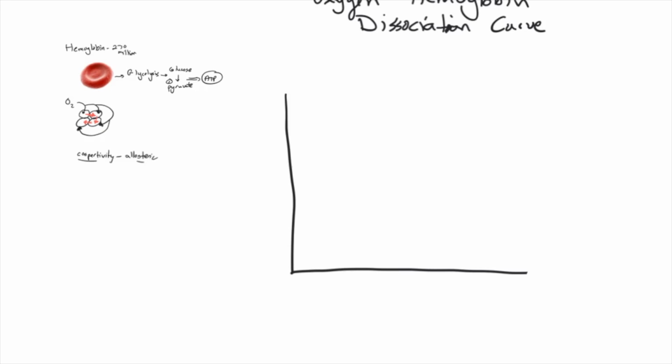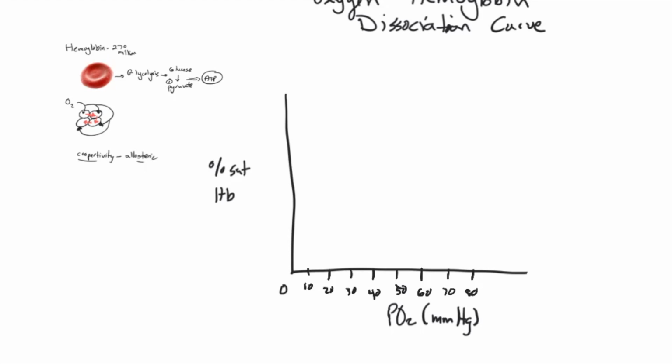So we're going to put a 0 here. We're going to call this side our percent saturation of hemoglobin. And we're going to call our x-axis our partial pressure of oxygen, and we're going to put it in millimeters of mercury. Now we can start putting some numbers here. Let's mark this as 10, 20, 30, 40, 50, 60, 70, 80, 90, 100, and we're going to go half, to 105.